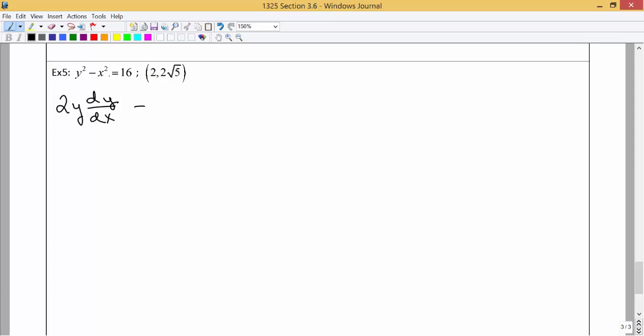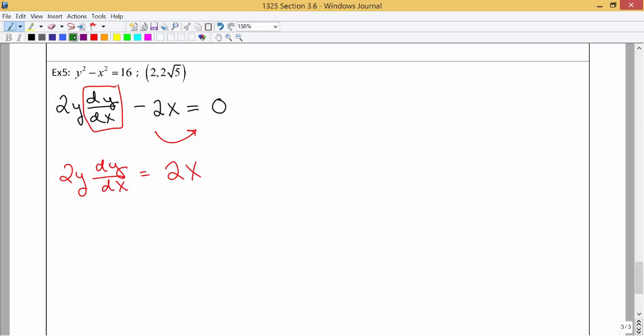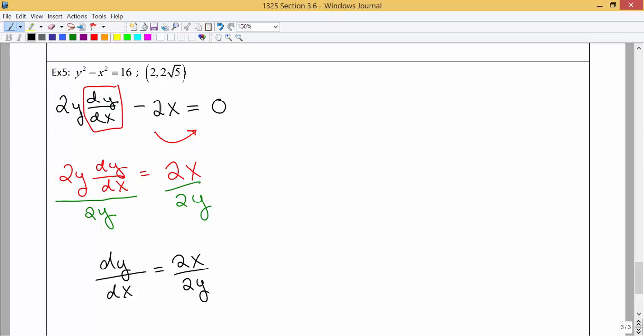Minus, and of course the derivative of x squared is just 2x, equals, the derivative of 16 would just be 0. We're going to solve for dy dx. First thing we're going to do is bring over any term that does not contain dy dx to the other side of the equation. So that gives us a positive 2x now on the other side. Then we're going to divide by whatever's being multiplied times dy dx. So we'll divide both sides by 2y. So the derivative of y with respect to x, or the slope formula, is 2x divided by 2y.